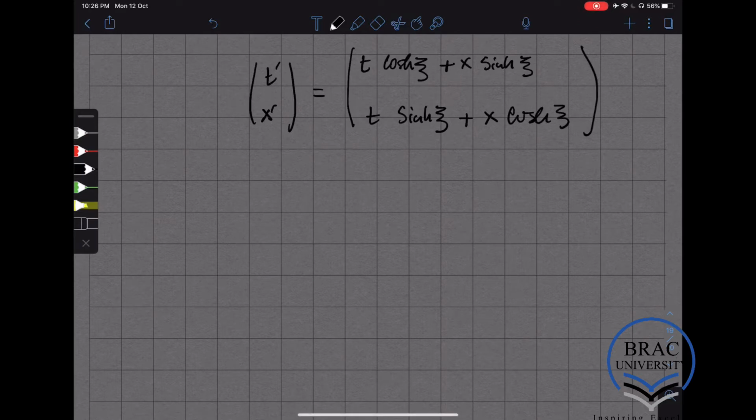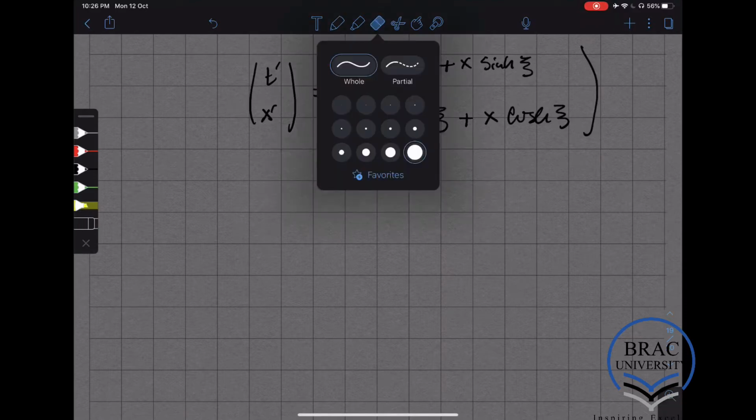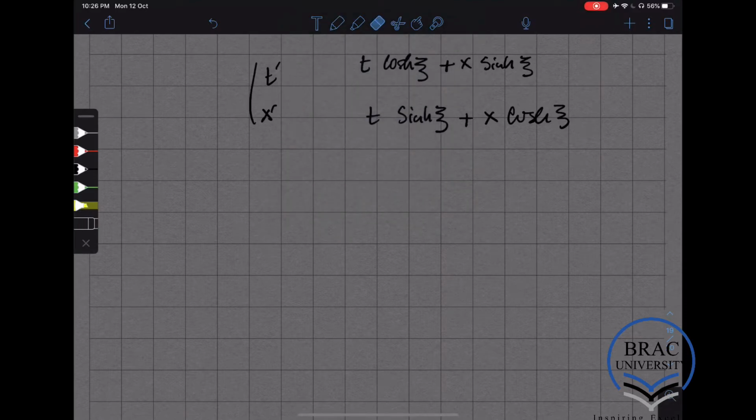In fact, let me write this in a different form, as equations rather than matrix equations. Now, these relationships can be easily inverted because, what do we know? The Lorentz transformation is just a boost with some velocity v. So the inverse Lorentz transformation is just a boost with the velocity minus v. Since v is related to psi by tanh of psi, when we go to minus v, psi becomes minus psi.